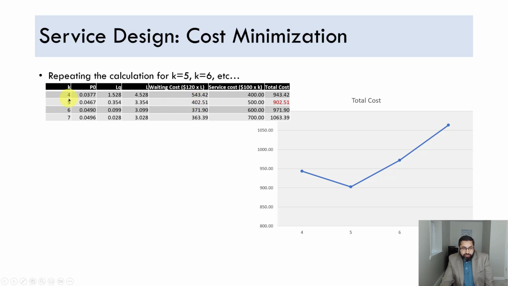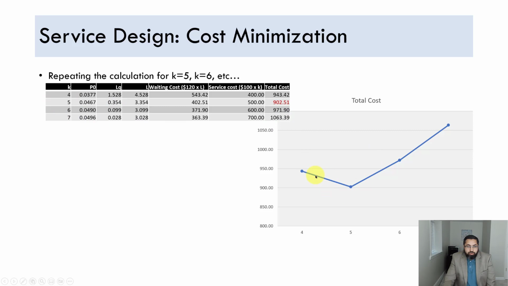But because the 5th extra server that you just hired, you have to pay them salary and stuff, your service cost goes up to 500, and your total cost comes to $902. When you go to 6 servers, your waiting cost falls even more to $371, but your service cost goes up to $600, and your total cost is higher, and same with 7 servers.